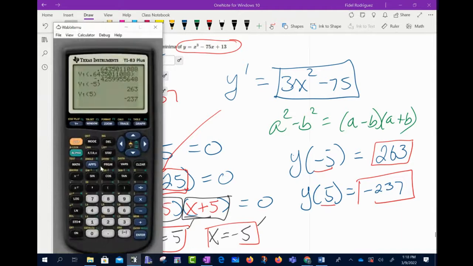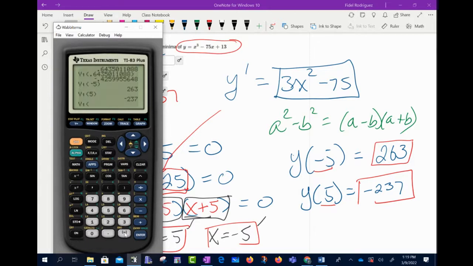You came up with something different? Okay, maybe I entered in my function wrong. Let me double check. y equals x to the third minus 75x plus 13. That looks right. Okay, so then let me come back here. Let me quit this. So y bars.